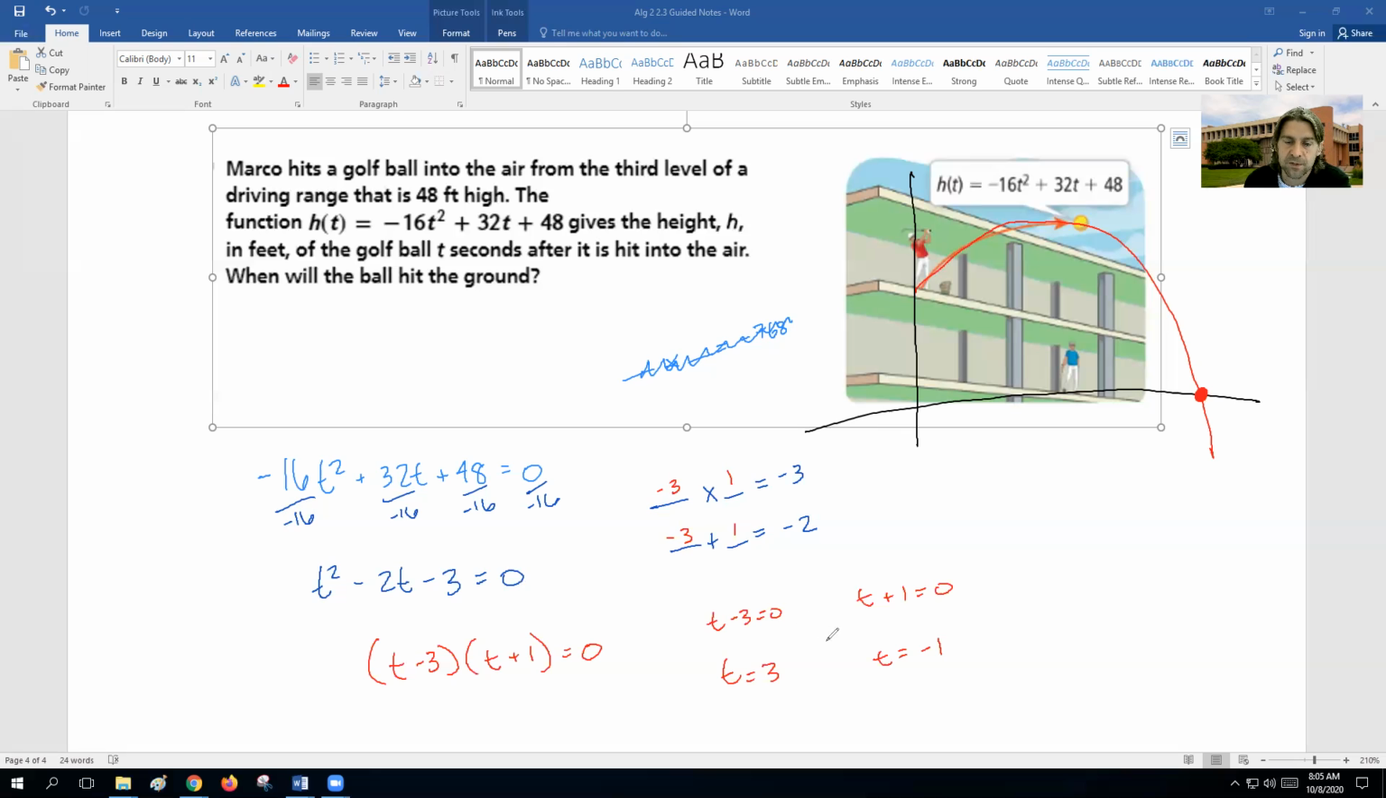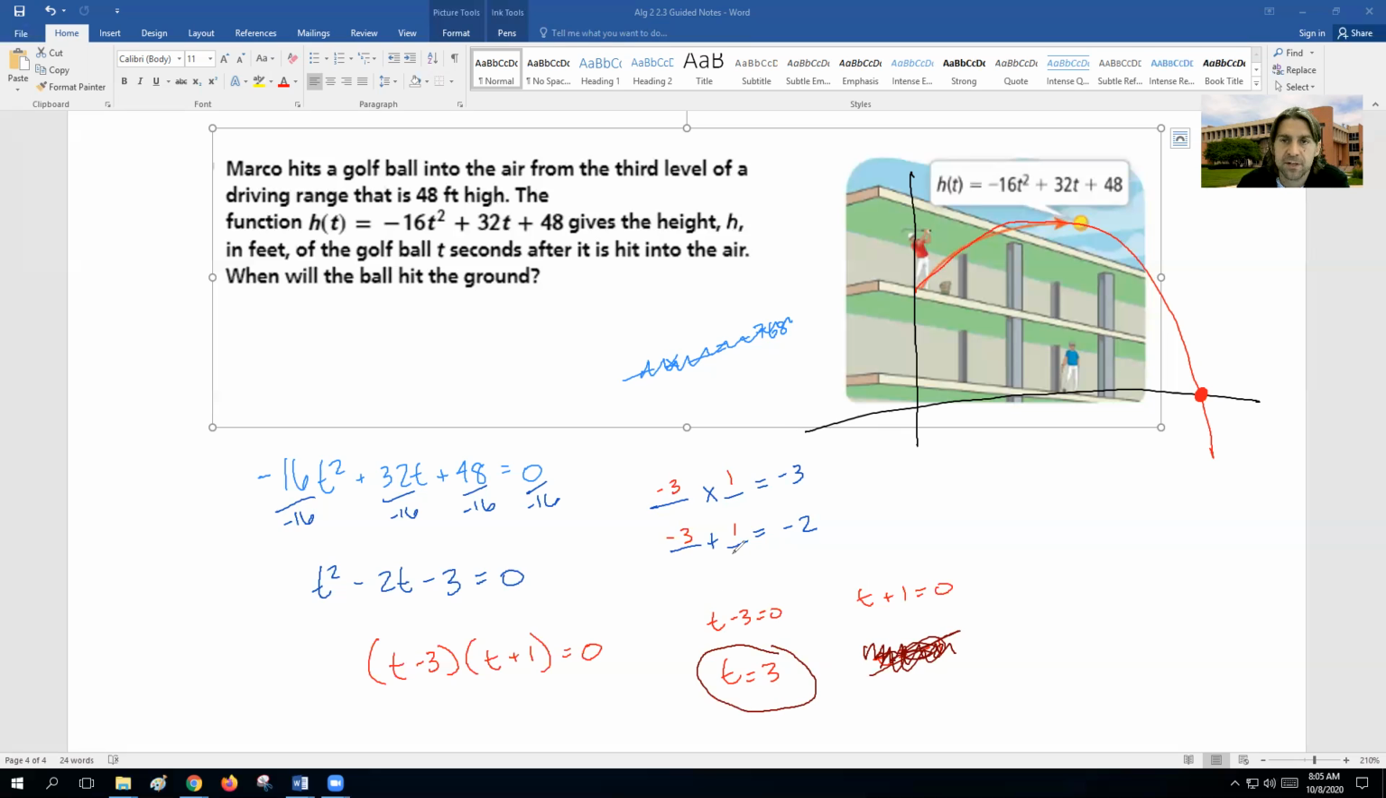Now, when it comes to story problems, we always need to double check. Do our answers make sense? Like logically thinking here, would the time the ball hit the ground be 3 seconds or negative 1 second? Well, we don't have time travel abilities. We don't have a TARDIS or anything to transfer space and time. So it's not going to be negative 1. The time would be after 3 seconds. And so we get t equals 3.